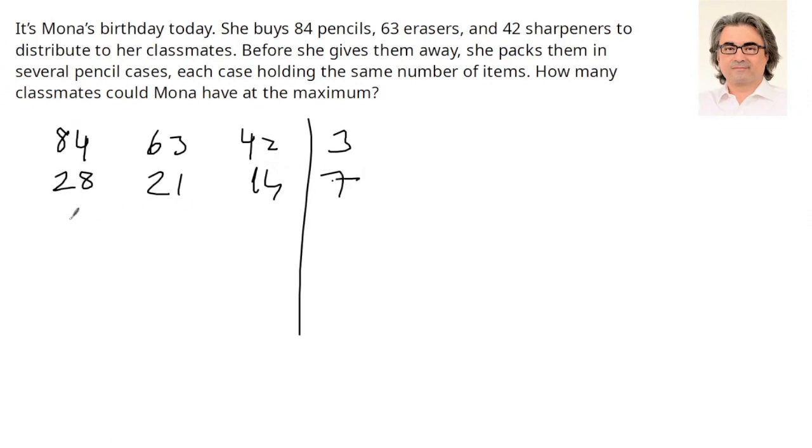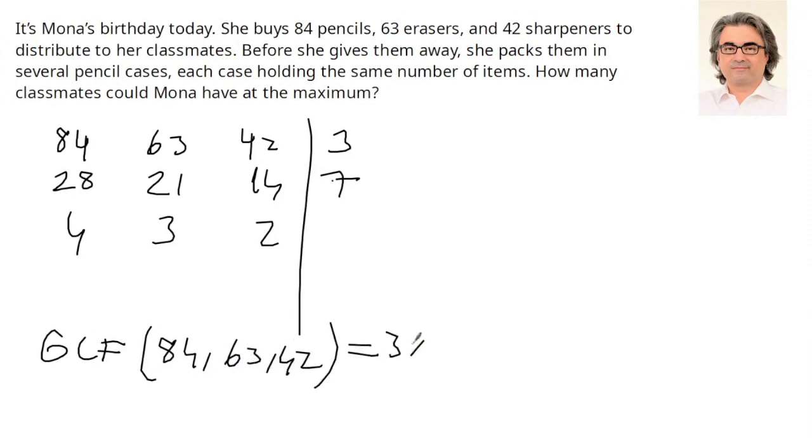If you divide 28 by 7, you will get 4. 21 by 7, you will get 3. 14 by 7, you will get 2. So 4, 3, and 2. There is no common factor that divides the three numbers. So if you multiply these two numbers, 3 and 7, you will get the greatest common factor of 84, 63, and 42. 3 times 7 is 21. So the number of friends of Mona should be 21. The greatest number of friends should be 21.